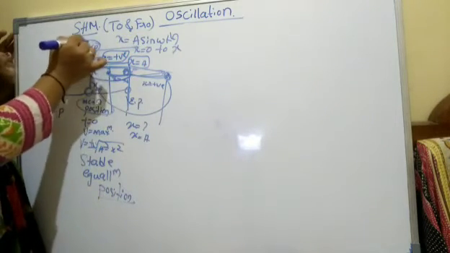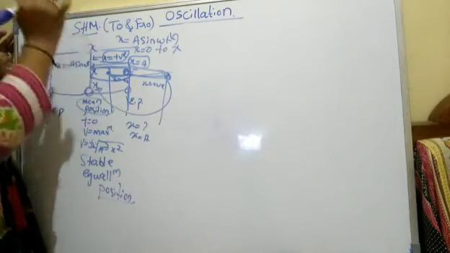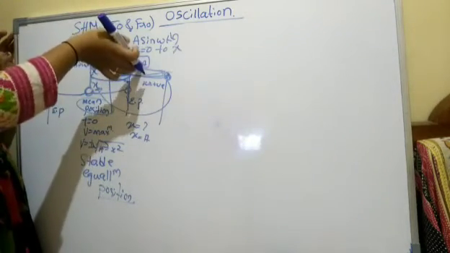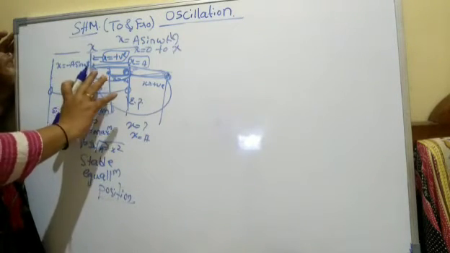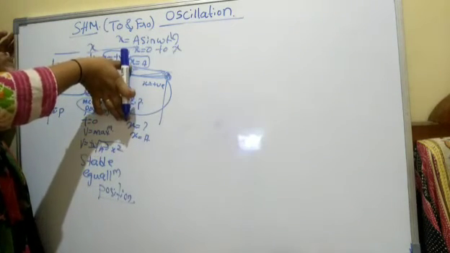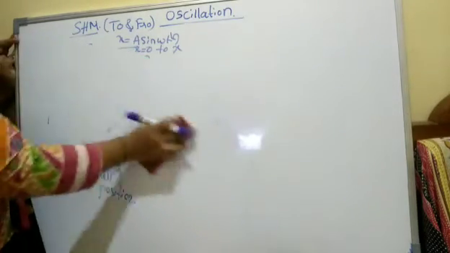Here x equal to 0 means it is exactly the mean position. From a to x it is moving. Are you getting the clarification here? I'll write the diagram once again here.